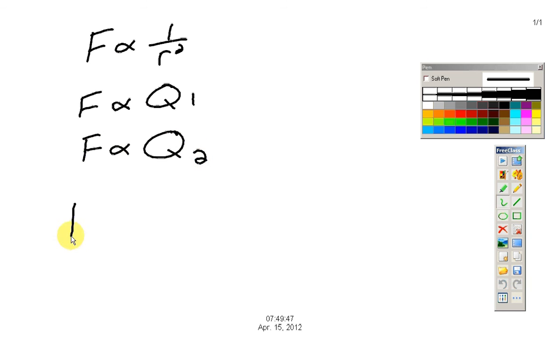And when we sum this all up, it's pretty easy. F is proportional to Q1 times Q2, the product of Q1 and Q2, and inversely proportional to the square of the distance between the two objects. And that leads us to Coulomb's law, which we'll investigate in the following video.